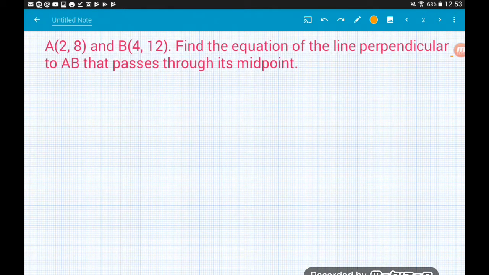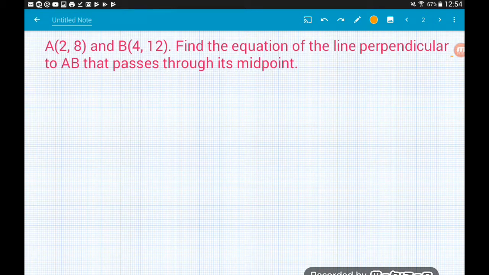Okay, so question 1. We've got point A that has coordinates 2, 8 and point B that has coordinates 4, 12. Now our job here is to find the equation of the line that runs perpendicular to AB and also runs through the midpoint of AB. So we need to find two things before we can go about finding the equation of this line. We need to find the midpoint of AB and we also need to find the gradient.